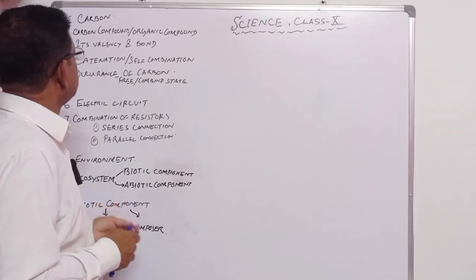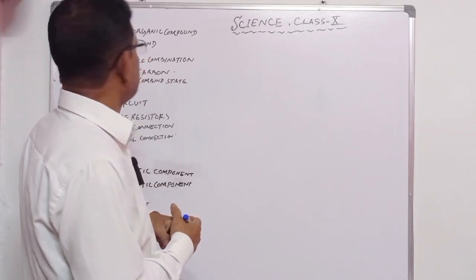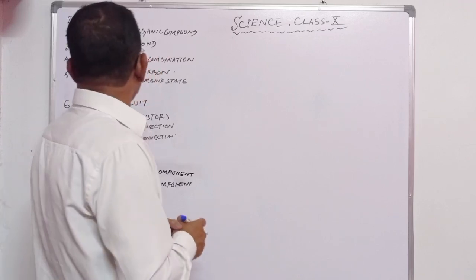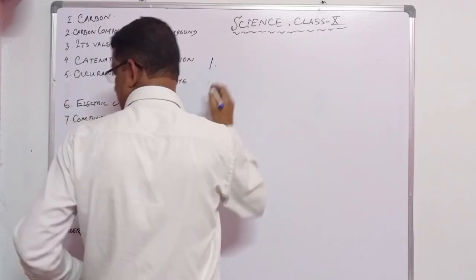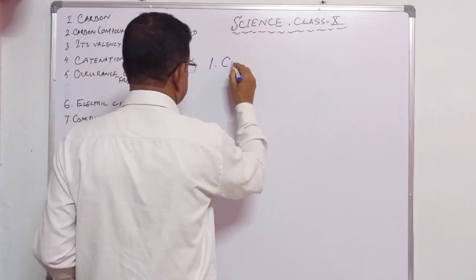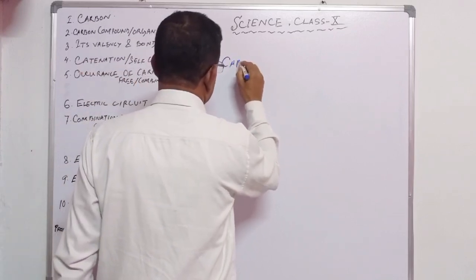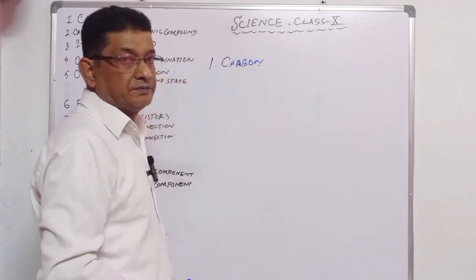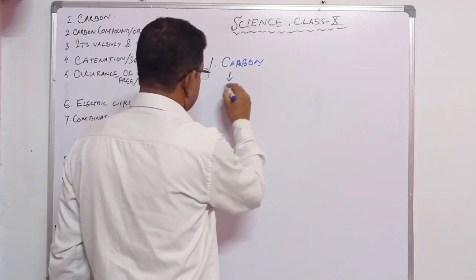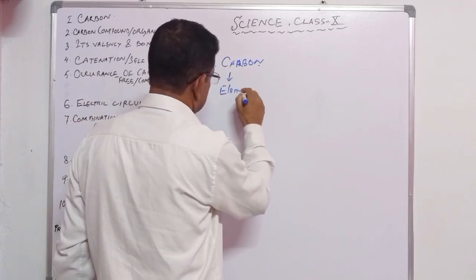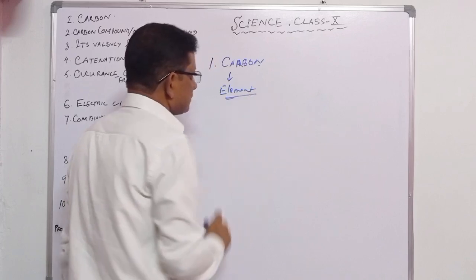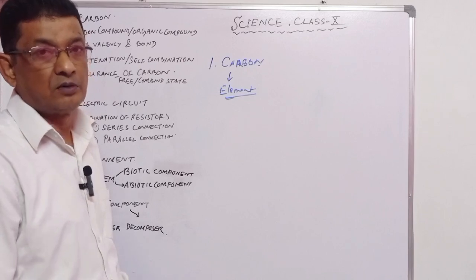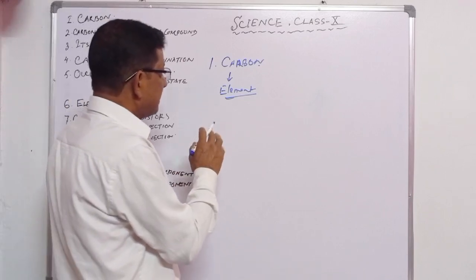Let's start. The first topic we have taken is from the chapter Carbon and its Compounds. Number 1, carbon. What is carbon? Carbon is an element. Different materials and substances on the earth's crust may be an element, compound or mixture. So carbon is an element.